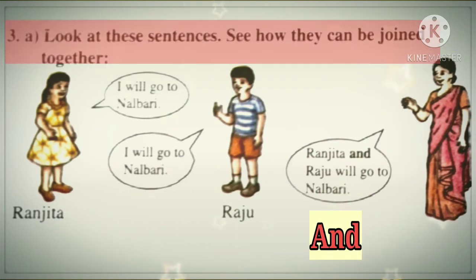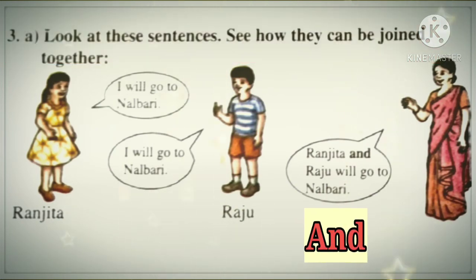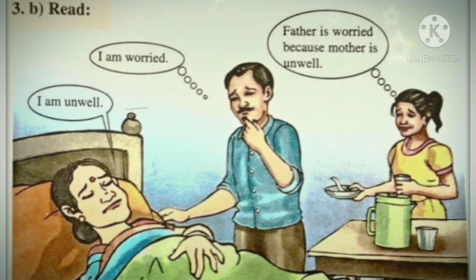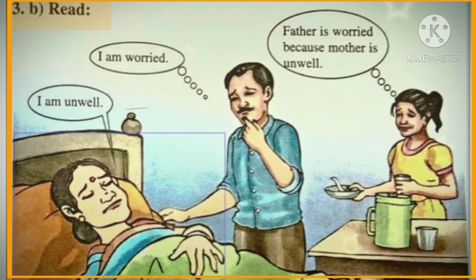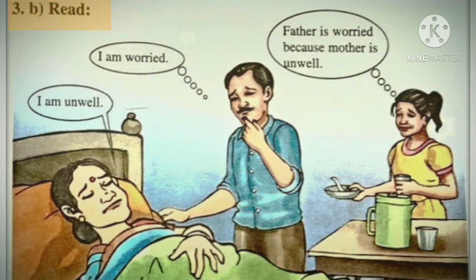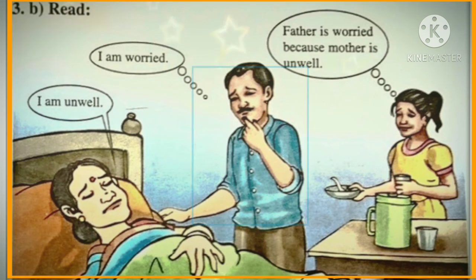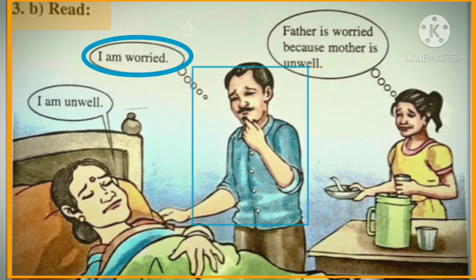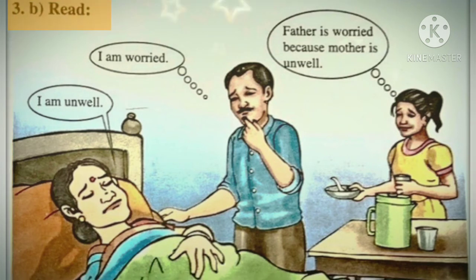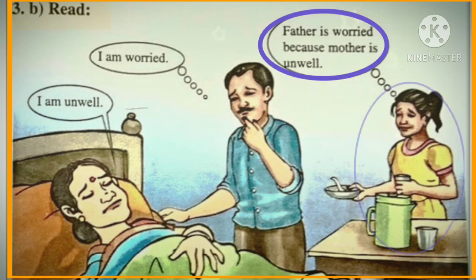Okay students, now let's see what's given in activity 3B. Read. Students, here we are asked to read the sentences given below. Look at the picture. There a girl is there and we can see the mother of the girl is unwell. She spoke, I am unwell. Close to her mother's bed, her father was standing and was thinking, I am worried. Looking at her parents, the girl was thinking, father is worried because mother is unwell.